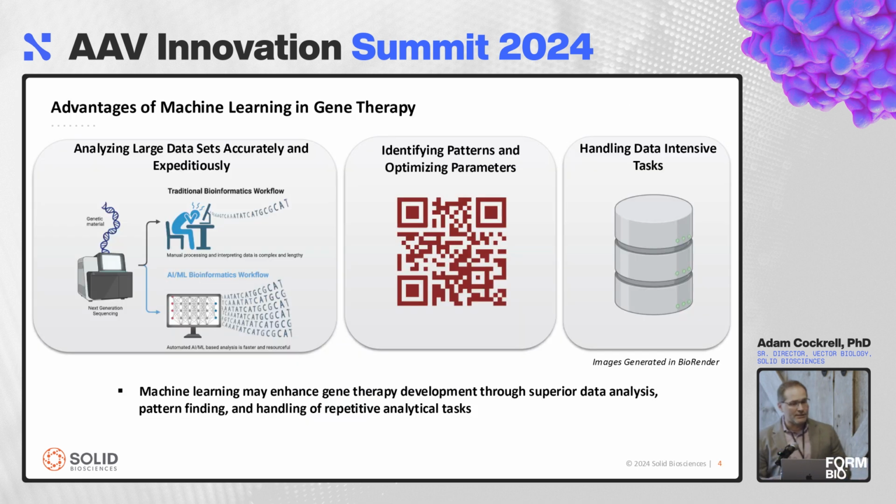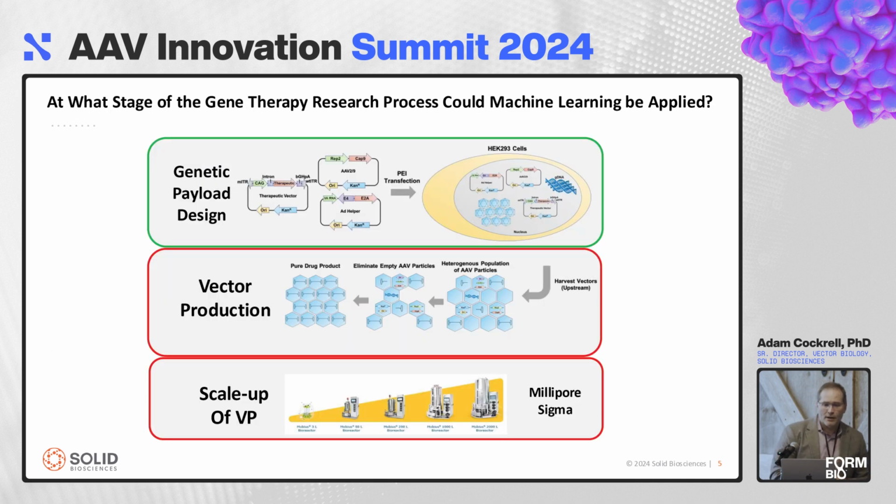So there's a lot of advantages to machine learning and gene therapy. I'm not going to sit here and talk to you about machine learning. That is not my expertise. That's Form Bio's expertise. I think Amy might speak a little bit to that a little later. But you have the ability to analyze large data sets accurately, identify patterns, and optimize parameters, and then handling these data-intensive tasks is very important, and it's important to work with folks who have the capabilities to do that. So when we think about where we are going to optimize, where we are going to get in early, we really want to do that at the very early stages.